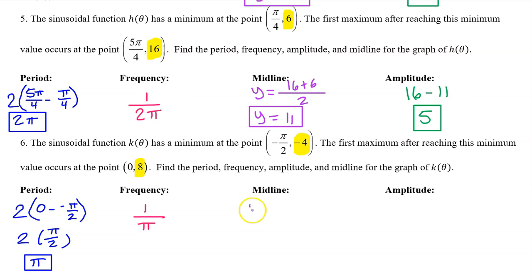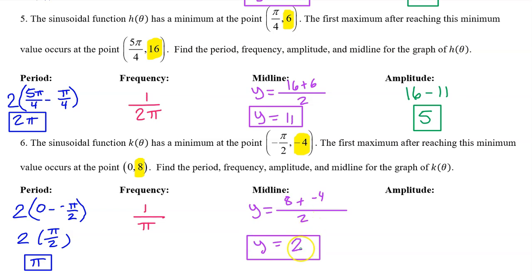The midline will be y equals the average of the high and the low value. So that's 8 plus negative 4 divided by 2. 8 minus 4 is 4, and 4 divided by 2 is 2. So the midline is y equals 2.